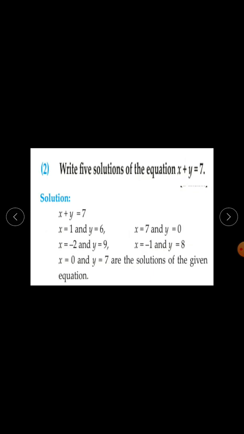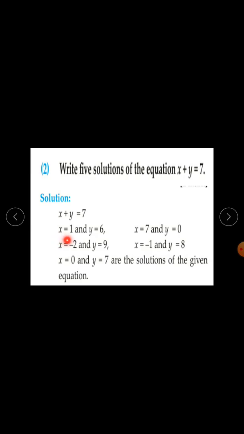Question number 2. Write 5 solutions of the equation x plus y equal to 7. Every linear equation in 2 unknowns has an unlimited number of solutions. Here you have to write only 5 solutions. So the equation is x plus y equal to 7.